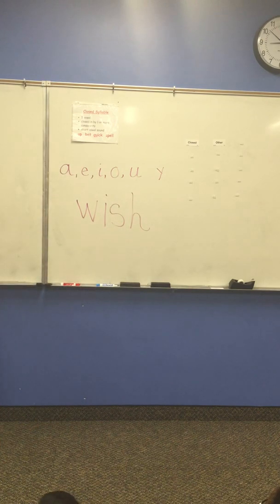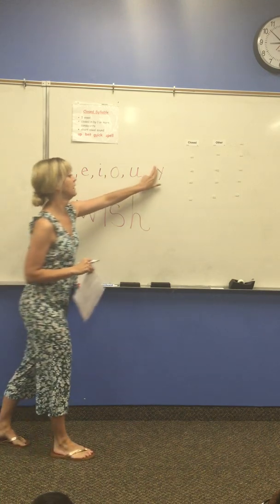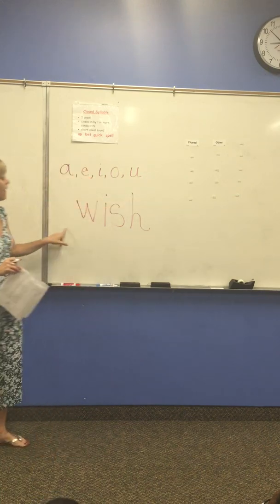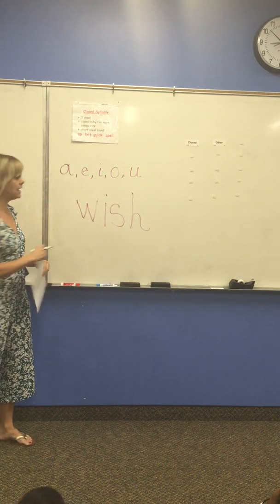How many vowels do you see? Two. Let's check. Here are our vowels. Sometimes Y. Here are our vowels. How many vowels do you see?